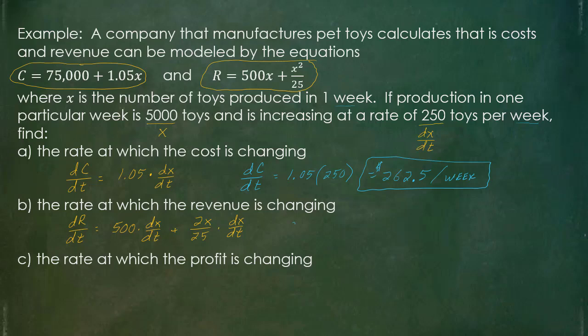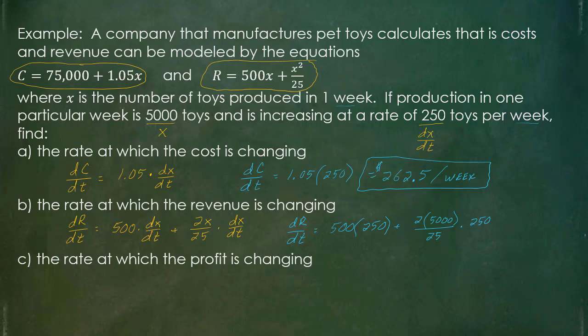So once again, I just plug in my values now to be able to solve for not my dc, but dr over dt. In this case, it looks like it would turn into 500 times my dx dt, which is that 250 they gave us, plus 2 times the x value they gave us, so that would be 5,000, goes in this spot, over 25, then times the dx dt, which is 250 once again.